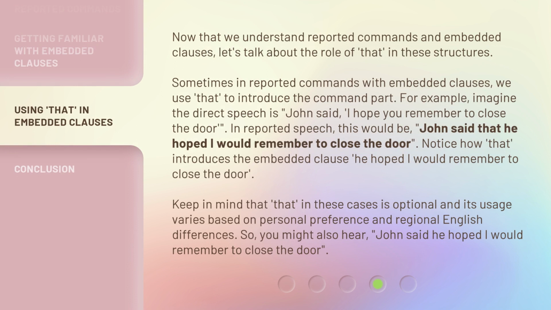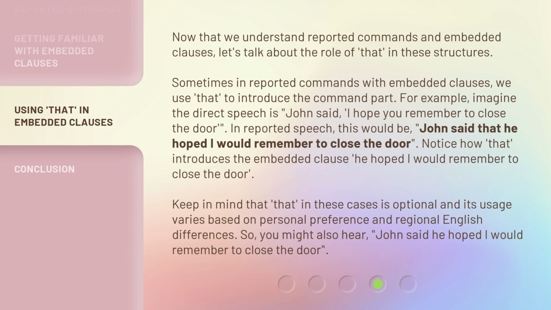Now that we understand reported commands and embedded clauses, let's talk about the role of "that" in these structures. Sometimes in reported commands with embedded clauses, we use "that" to introduce the command part. For example, imagine the direct speech is, "John said, I hope you remember to close the door." In reported speech, this would be, "John said that he hoped I would remember to close the door." Notice how "that" introduces the embedded clause: he hoped I would remember to close the door.